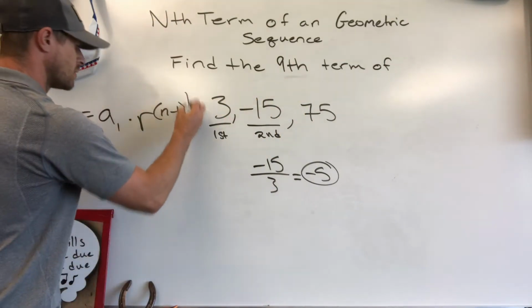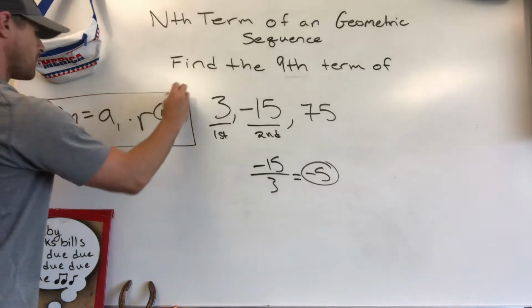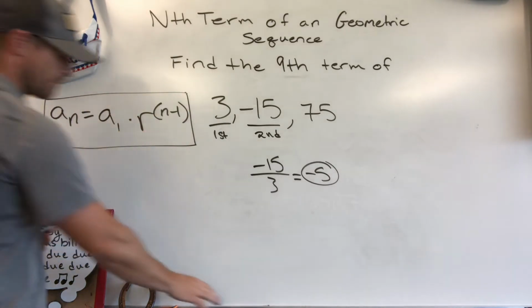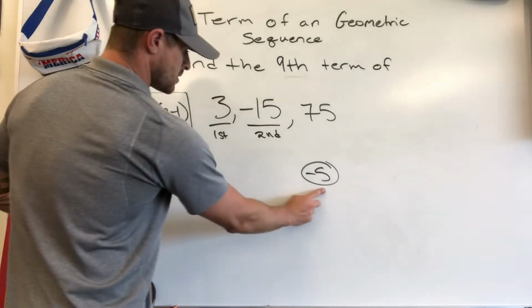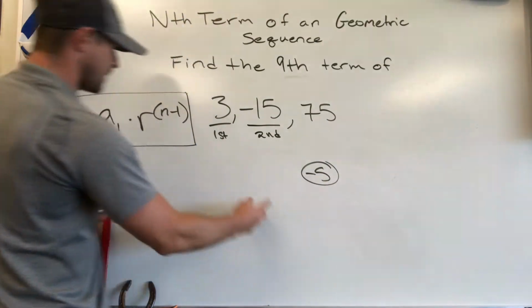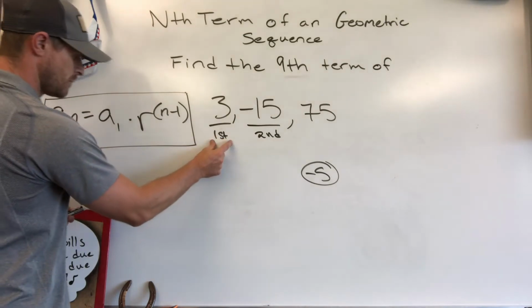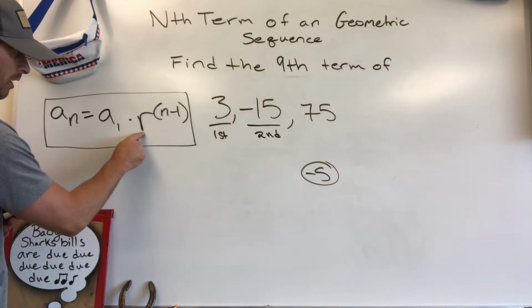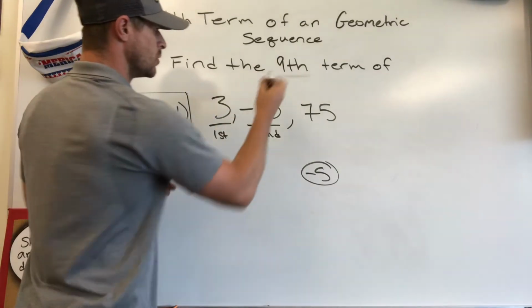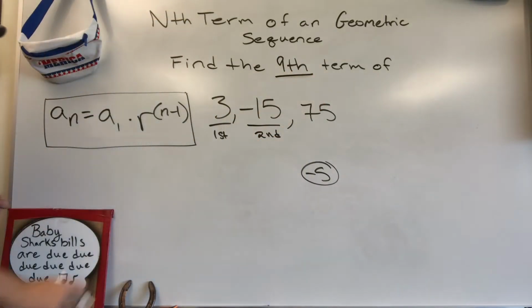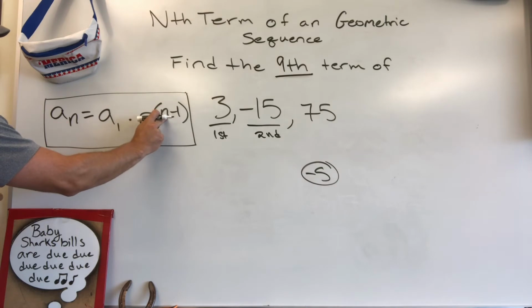Let me box it off so we can separate it from the question. So this is our formula right here. Let's use it the way it's intended. Negative 5 is our common ratio. We just found that by taking our second term divided by our first term. So that value has to go where r is. n is going to be the term in which we're trying to get to. In this case, it's the 9th term, so we're going to have a 9 right there where the n is represented.